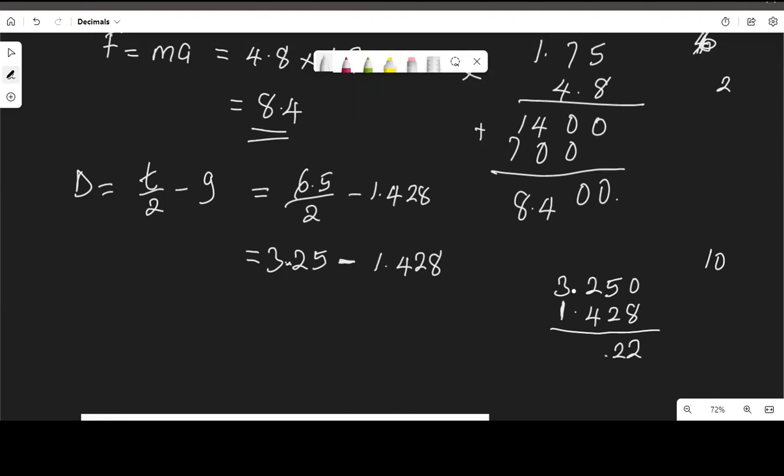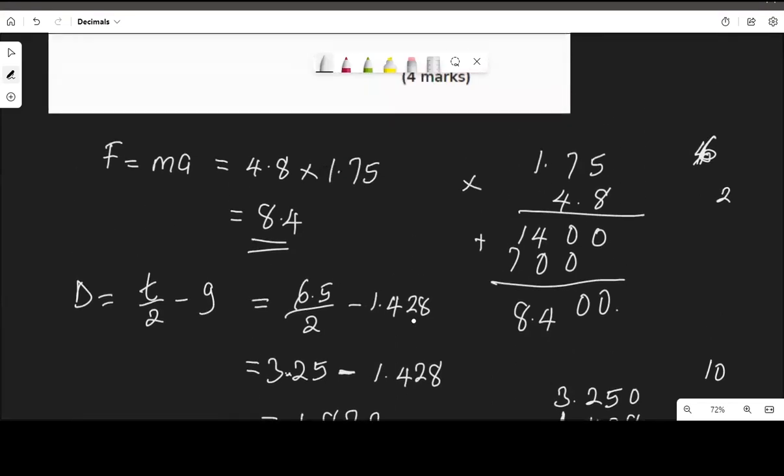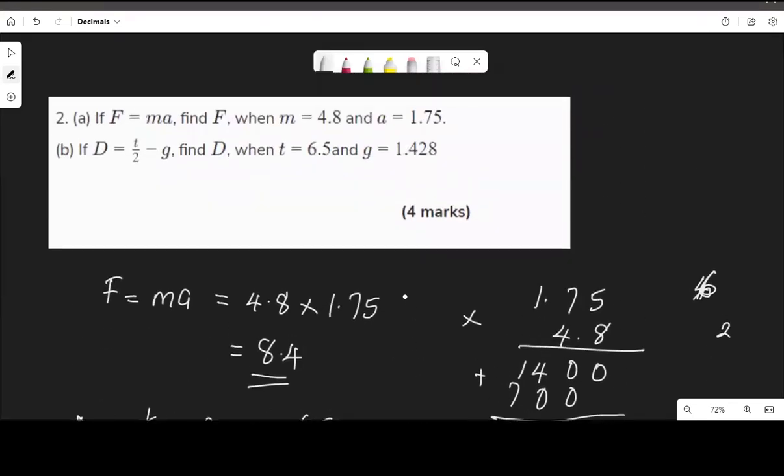And 2 minus 4 is not possible. I borrow to that, that is 12. 12 minus 4, that is 8. And then the point. Remember I borrowed 1 from here to this place, so this remains 2. 2 minus 1 is 1. So our answer here is 1.822. And that is an easy 4 marks in that question.